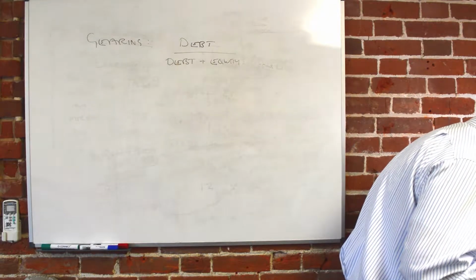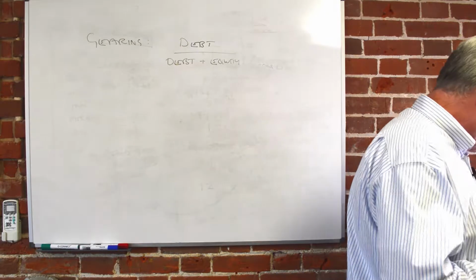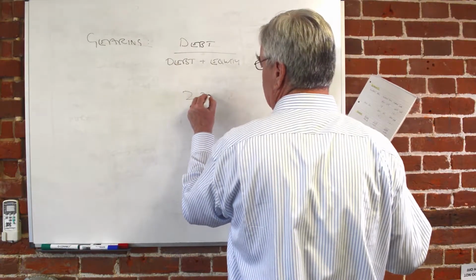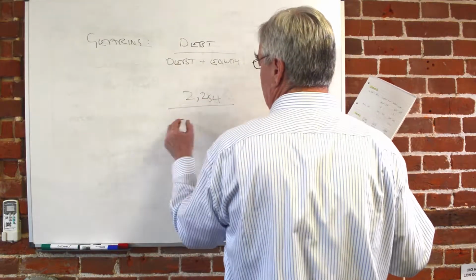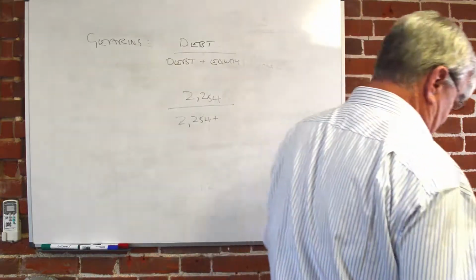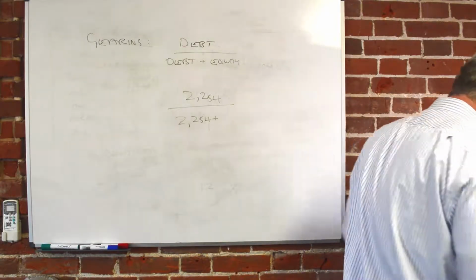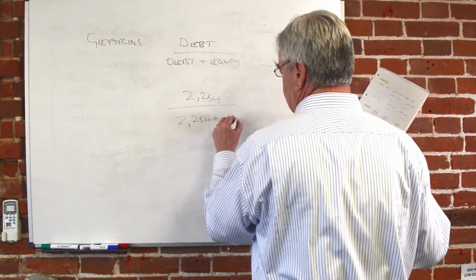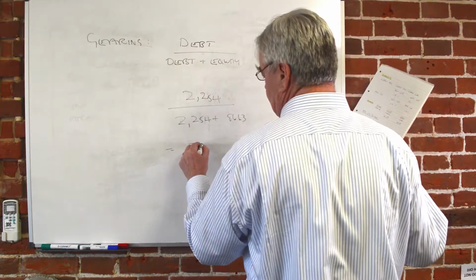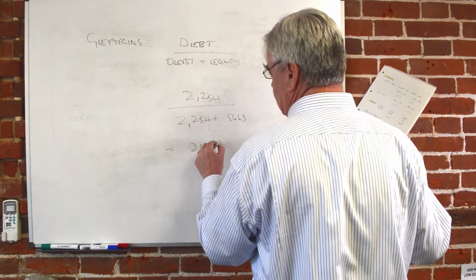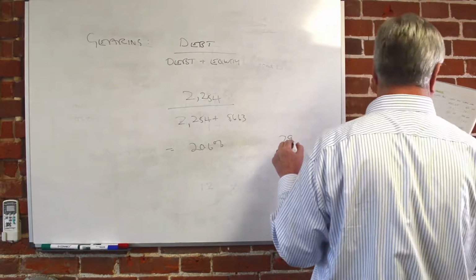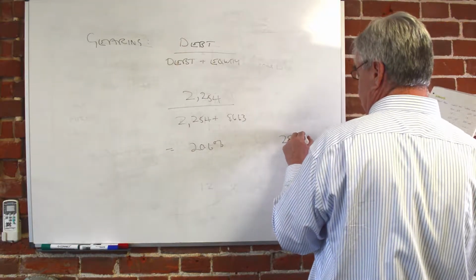If we keep life simple and look at the net debt within the balance sheet, the non-current liabilities, our long-term debt capital, 2254 over 2254 plus the equity, which we've got here as 8663. Make that a percentage: 20.6%. And by the way, if you do the year before, you get 29.0%.